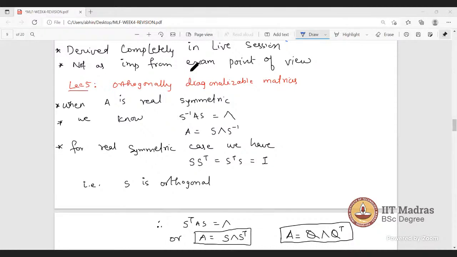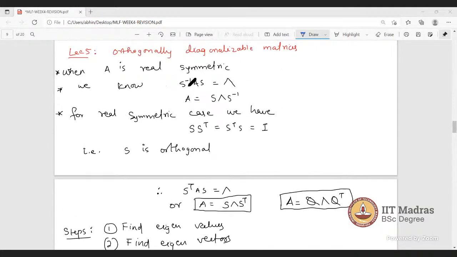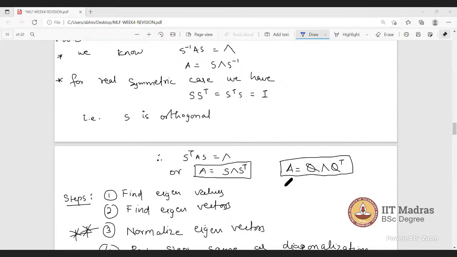Yeah, okay, sorry. So S transpose S is equal to I. If there is a matrix like this, then we call that matrix orthogonal. So here S is orthogonal if A is real symmetric. We can write S transpose in place of S inverse, since for an orthogonal matrix S transpose equals S inverse. So we write S transpose AS equal to lambda. Sir has called this matrix Q. So the expression is A equal to Q capital lambda Q transpose.